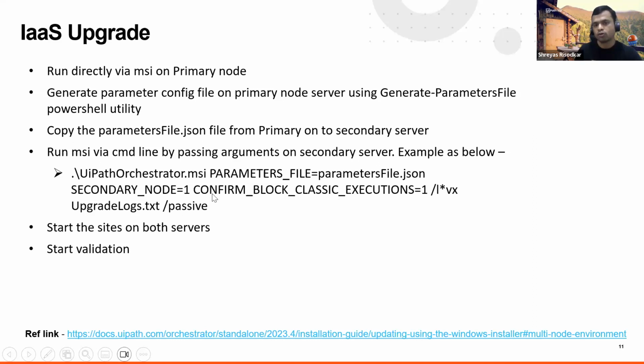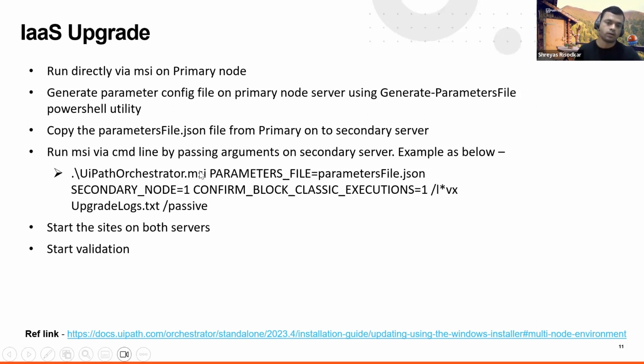So since it's happening in the passive mode, we will pass this parameter with the value 1 equal to 1. The next parameter will be for creating the log. L*vx is the generate log parameter, and we are specifying the file name. So upgrade log.txt will be the file in which all the upgrade logs will get populated. Once this upgrade is done, we will keep the web server 1 IIS down, and we'll start web server 2 IIS, and we will do a sanity check pointing to web server 2. Once everything is looking good, we will start both the web servers and we'll begin our validation. Once these steps are completed, both my primary and secondary node web servers will be upgraded to the 23.4 version.